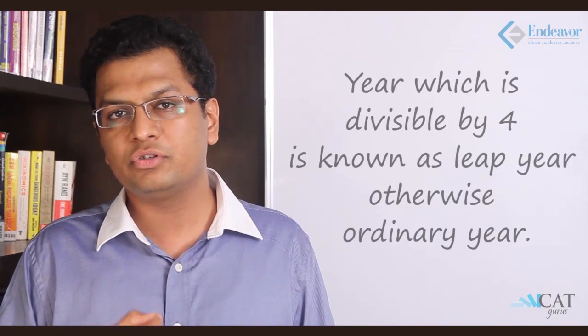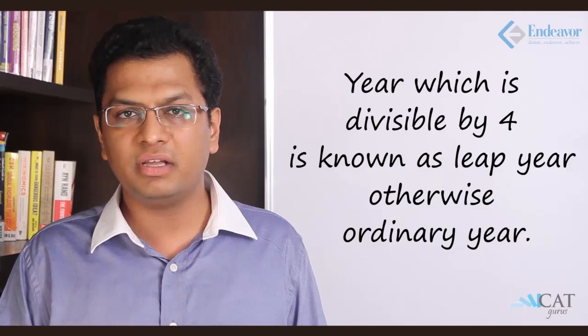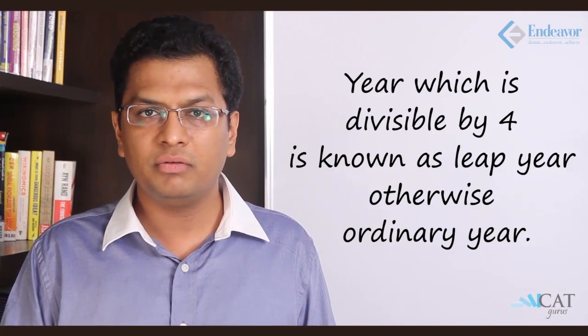Now in a calendar, in a year how many days are there? 365 days. In a leap year, how do you identify a leap year? Any year number, if it is divisible by 4, we can say it's a leap year. So in a leap year there are 366 days.